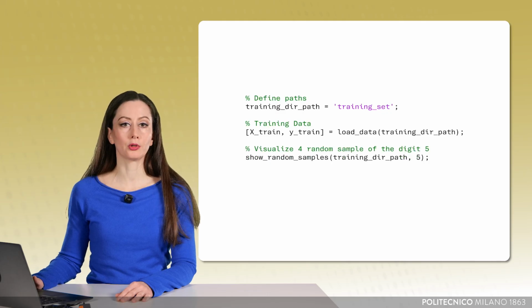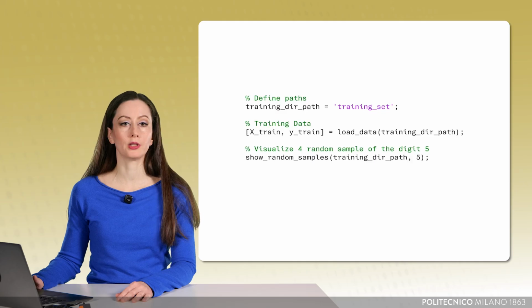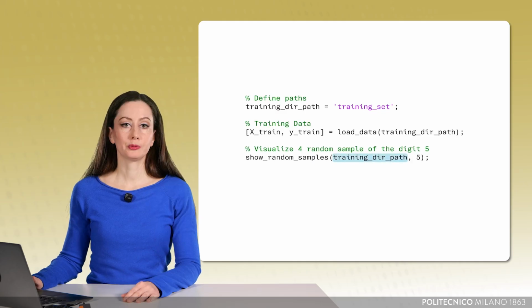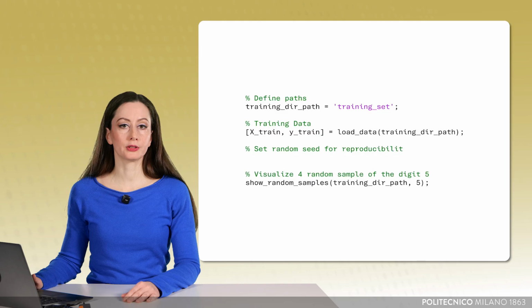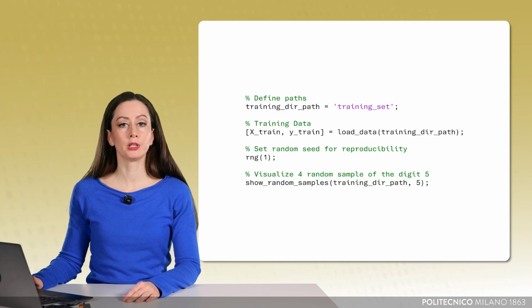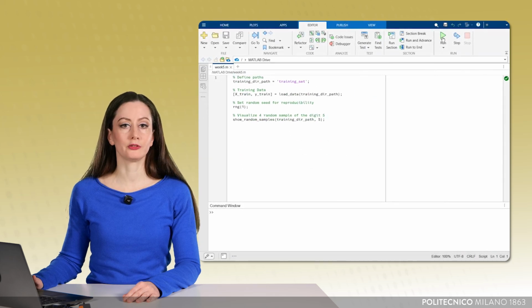So let's start to explore our dataset using the function show random samples. This function randomly picks 4 images from the dataset we just loaded and shows them. The first parameter specifies the path from which we're picking the images, while the second one tells the function to display the images containing, in this case, the digit 5. It is convenient to first set the random seed for reproducibility, which forces the random number generator to produce a fixed sequence of numbers each time the code is run. So here are 4 examples of the digit 5.